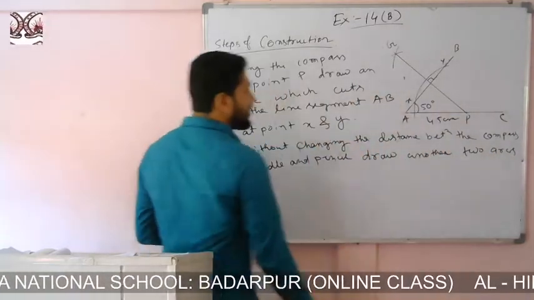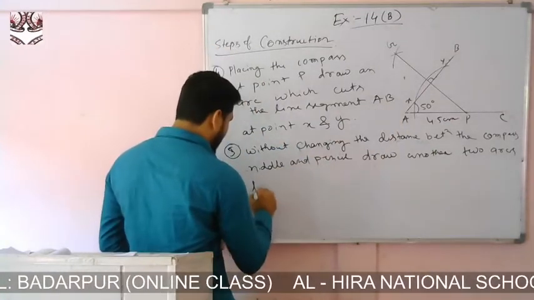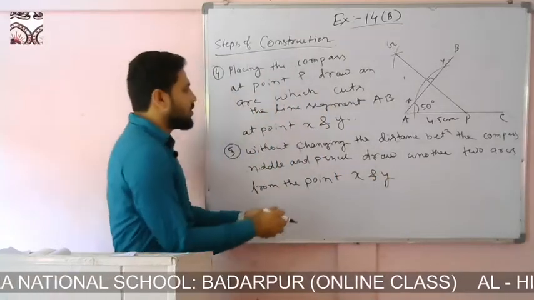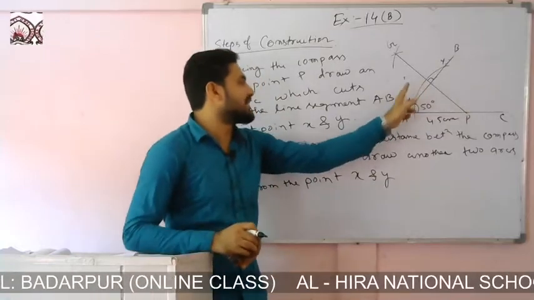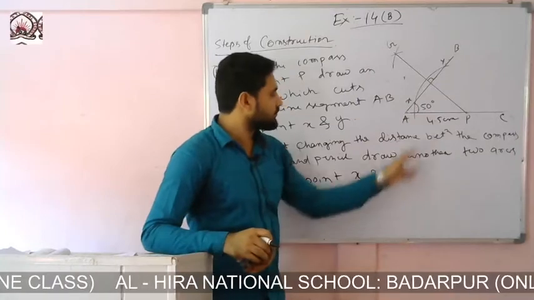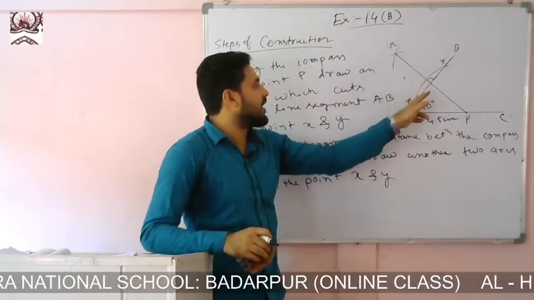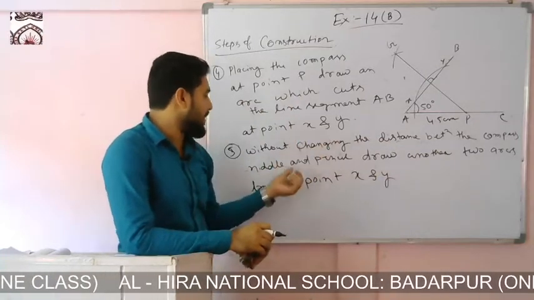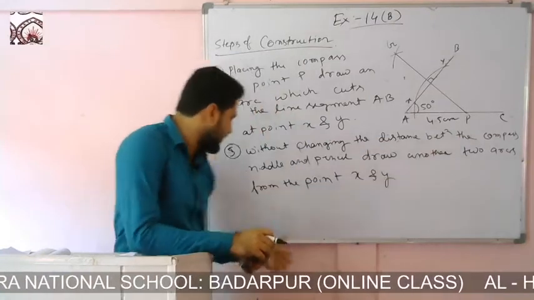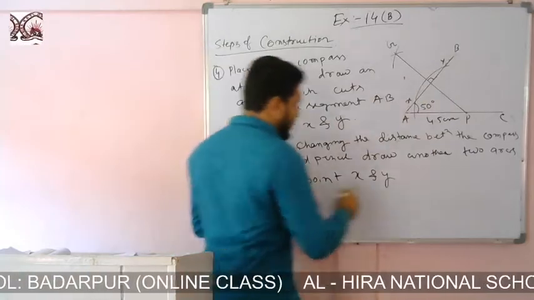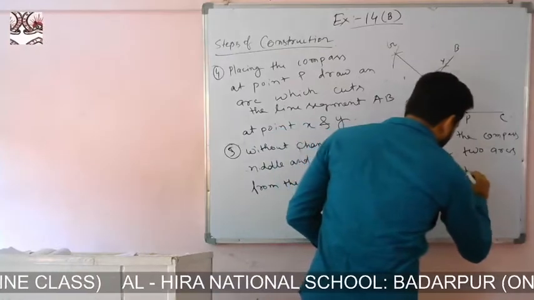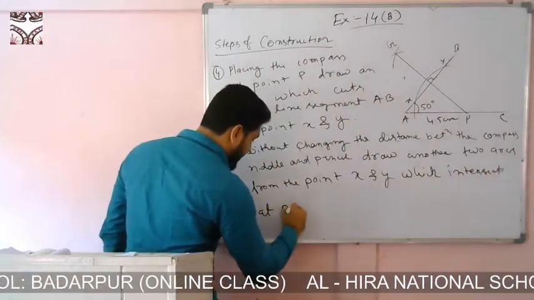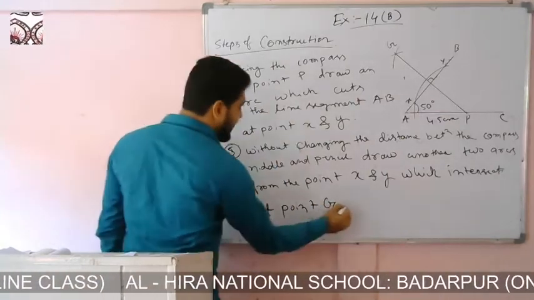Draw another two arcs from the points X and Y. That means without changing the radius, you draw another two arcs, placing the compass at X and Y. Without changing the distance between the compass needle and pencil, draw another two arcs from points X and Y, which intersect at point G.